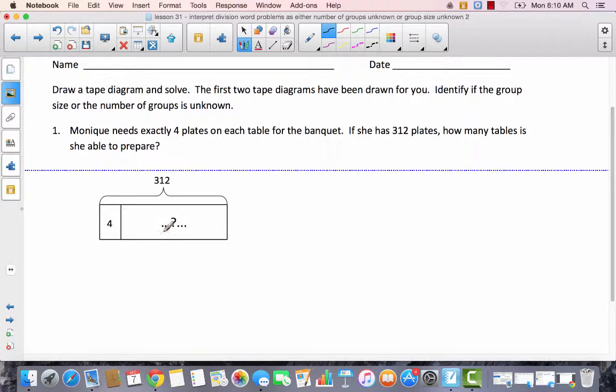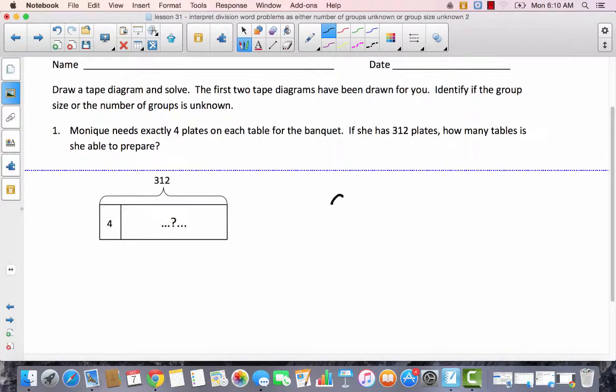Well, that's not what we're trying to figure out because she has 312 plates, and she's putting 4 plates on each table. The reason why there's a question mark here is because we don't know how many squares to make because that's what we're trying to find out. We know the group size. Each group has 4. We don't know the number of groups. So this is what your tape diagram looks like when you're trying to figure out the number of groups.